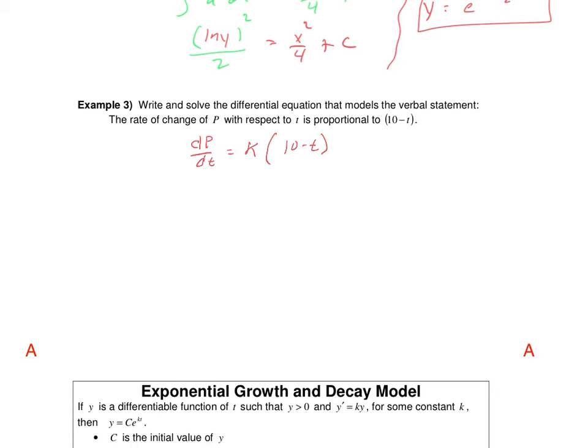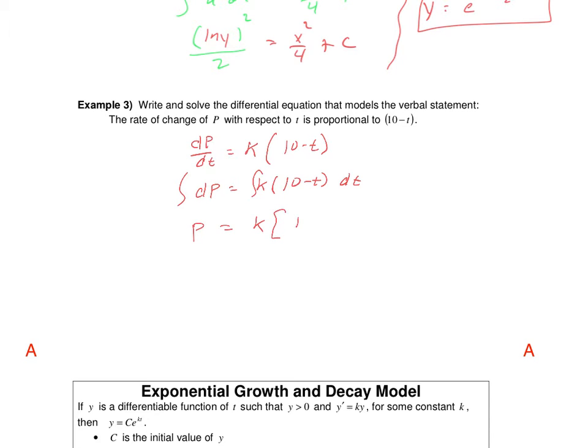All right, so they want us to solve it. So that means we're going to get P equals. K is just a constant here. So when I move the dt to the other side, yes, I understand there's a non-T letter there, but it's just a constant. He's going to come along for the ride. So I'm going to bring that guy along for the ride.